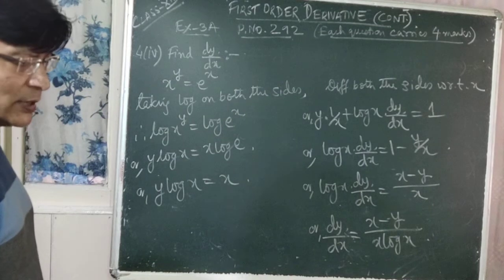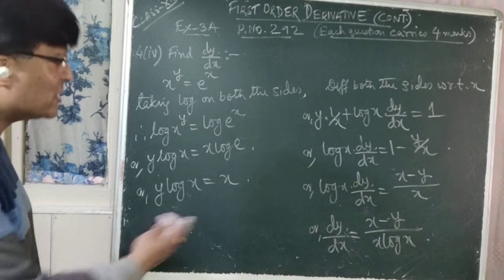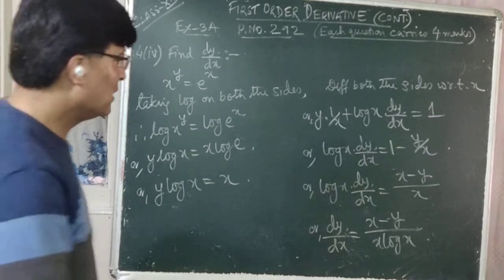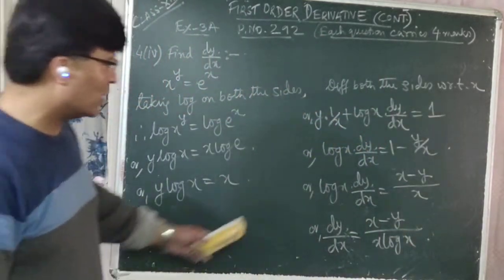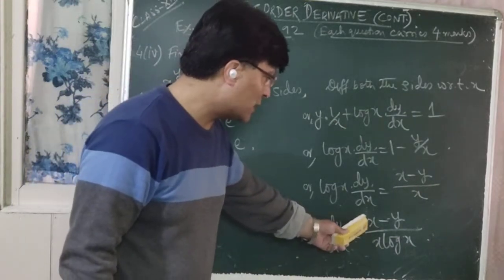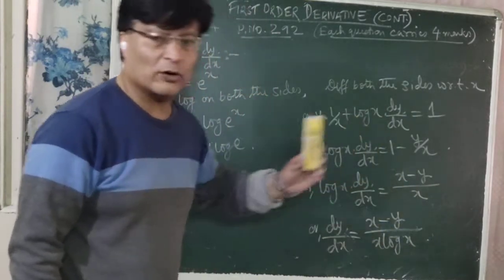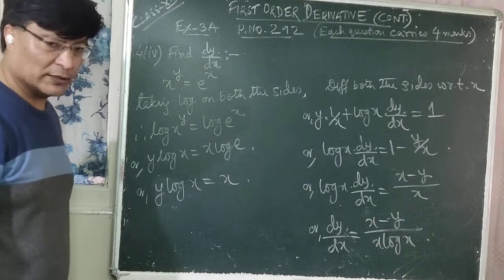So I think you have understood it, okay? Or you may simplify it further. You can keep the answer as it is also. That is also the answer. That is, dy by dx is equal to (x minus y) whole divided by x log x. Or you may simplify it further.